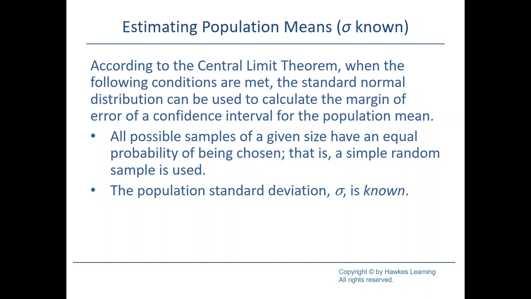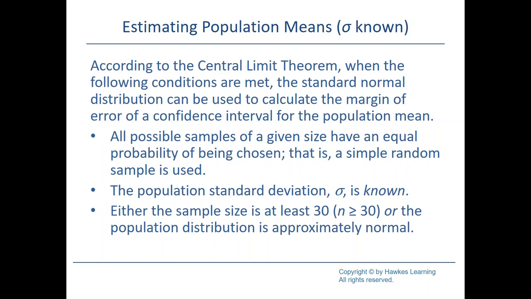We do actually have to know the population standard deviation. So do we actually know that? And then either the sample size is at least 30 or the population distribution is approximately normal. Remember that this last one was basically our main idea for the central limit theorem: as long as the sample size was at least 30, or if it wasn't, we knew it came from something approximately normal, the central limit theorem can be applied.